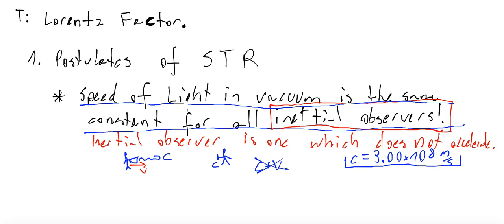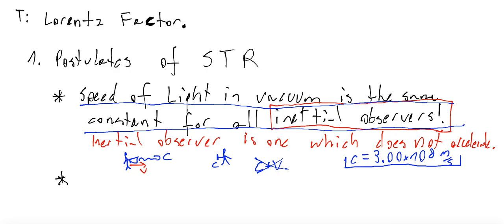Is it clear? So again, the speed of light is the same constant for all inertial observers, which means that the speed of light doesn't depend on the speed of the source, doesn't depend on the speed of the observer, and in vacuum is equal to 3 times 10 to the power of 8 meters per second. Remember, this result was measured many times, and it is always equal to 3 times 10 to the power of 8 meters per second. So this is the first principle of the special theory of relativity.